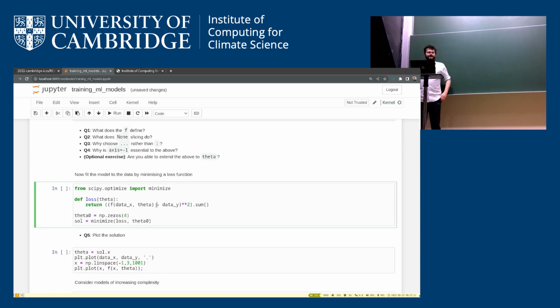Who here has used scipy.optimize.minimize before? What does it do? Minimizes the function that you pass it with some arguments. Yes, and uses the arguments that minimize the function. Yes, so it minimizes a function. You give it a function and a starting point, and it says, find me the smallest value of this function from this starting point.